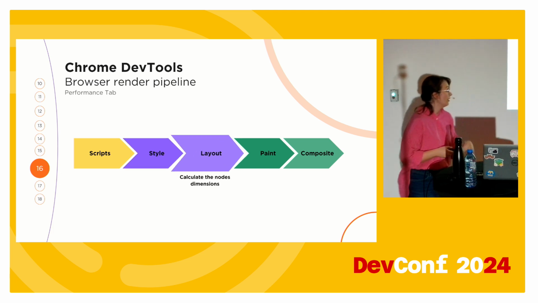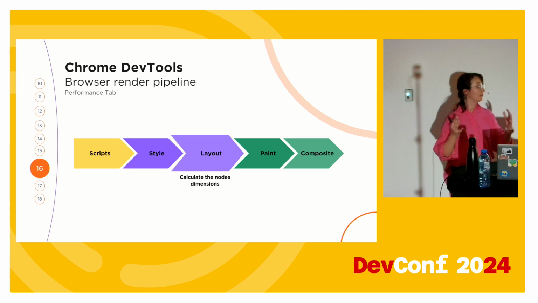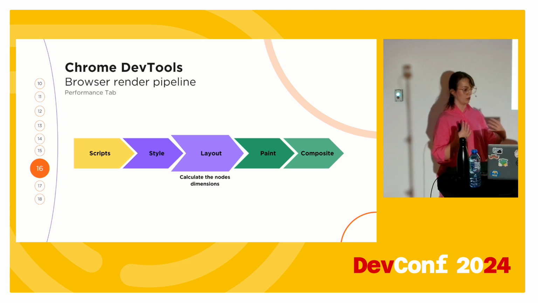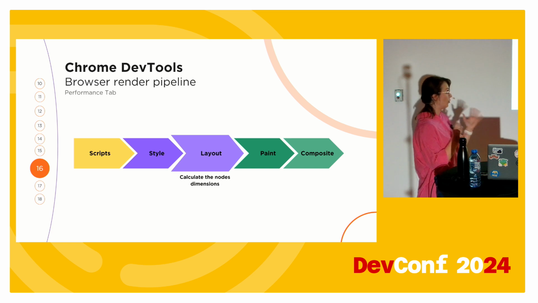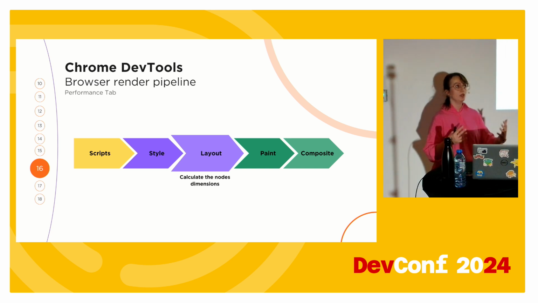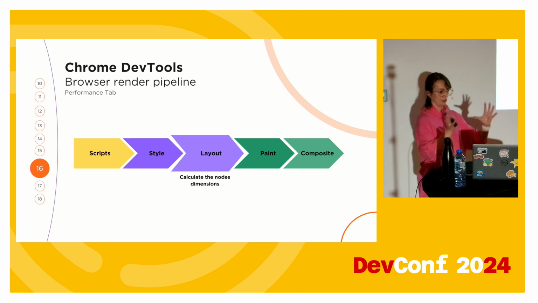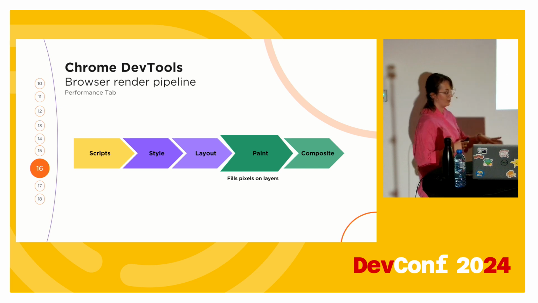Then we have layouting. Now that we know all the styles and how our element should look, we need to think about the dimensions and geometry of our web page. Here is all the stuff connected with margin, padding, flex layout, and so on, because it's connected with the size of our element. And what's more, this purple part is really hard to optimize.